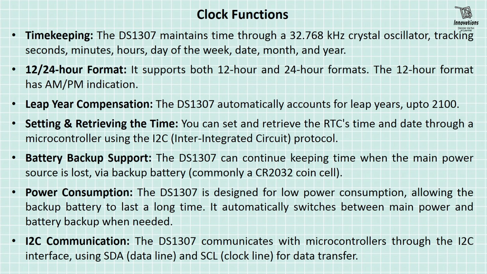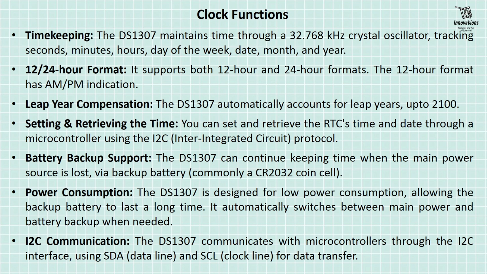First, let us look at the clock functions. Timekeeping: the DS1307 maintains time through a 32.768 kHz crystal oscillator, tracking seconds, minutes, hours, day of the week, date, month, and year. 12/24-hour format: it supports both 12-hour and 24-hour formats. The 12-hour format has AM/PM indication. Leap year compensation: the DS1307 automatically accounts for leap years up to 2100.